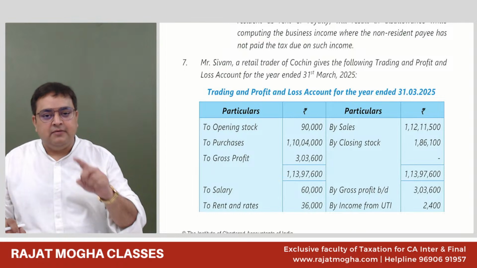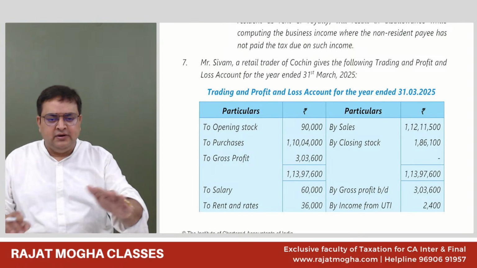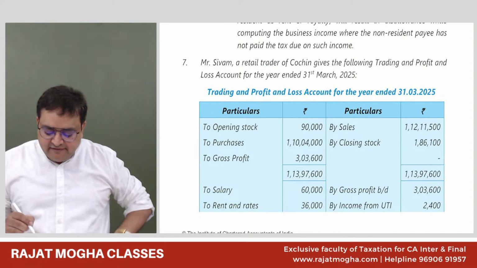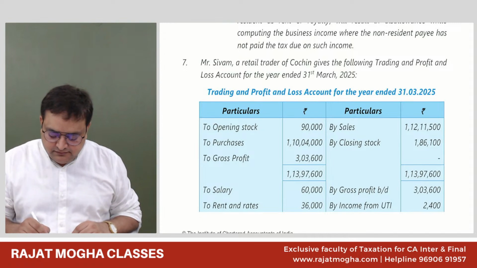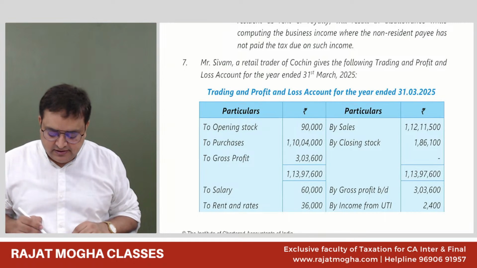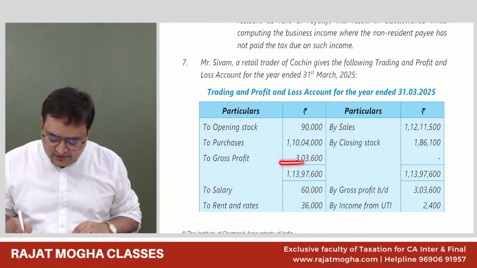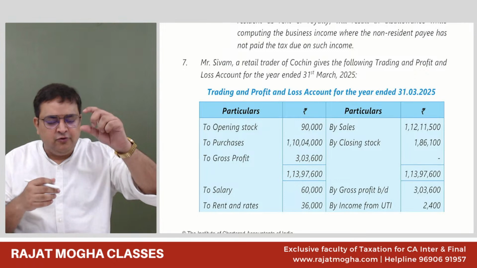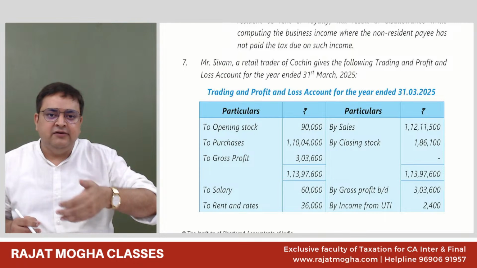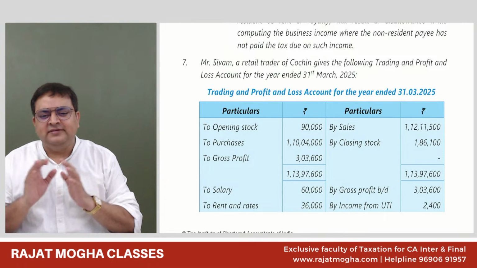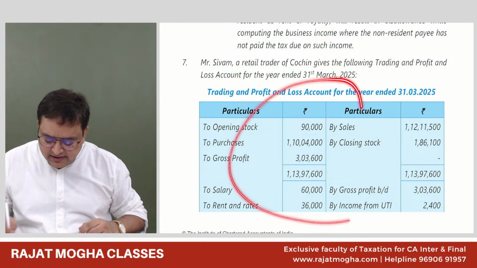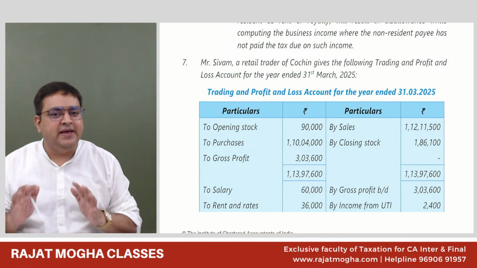Now I am discussing the normal provisions, right? Normal full-fledged provisions. Now it is given to us that the trading and profit and loss account for the year ending is this one. You understand, in accounting, we have trading account first, where we keep our direct expenses, direct income, and then we have profit and loss account. But guys, in income tax, it does not matter. We'll just actually consider it as one P&L account.